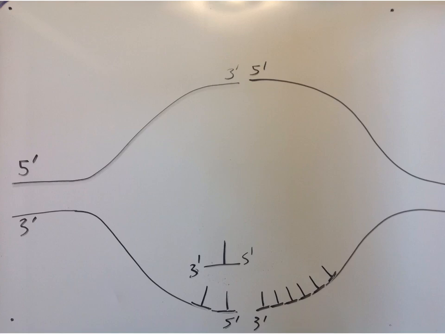I've labeled the 5' and 3' ends of each of the strands of DNA, but I want to point out that every single nucleotide has both a 5' and a 3' end. So on the strand that's on the bottom, 3' is to the left and 5' is to the right, and that doesn't matter what side of the origin you're on. On the top strand, the 5' end is to the left and the 3' end is to the right, and that's true on both sides of the origin.